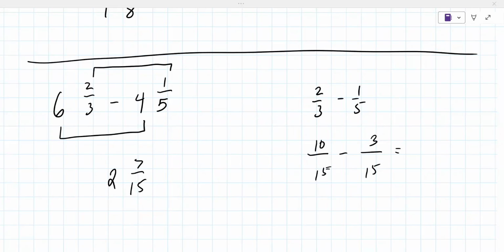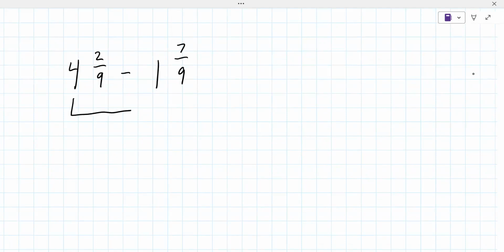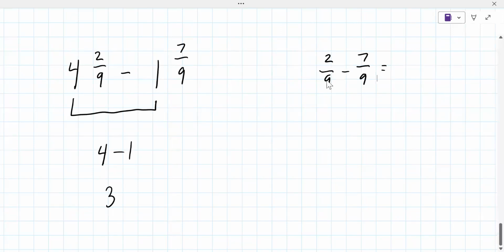So I'm going to do a couple of examples for you, and then actually let me start with an easier one. Let's say it's 4 and 2/9 minus 1 and 7/9. Okay, so if you take 4 and you subtract 1, you get 3. No big deal. But 2/9 minus 7/9, well, this is potentially bad. So whenever you have the situation where it ends up being negative like this, it's -5 over 9.